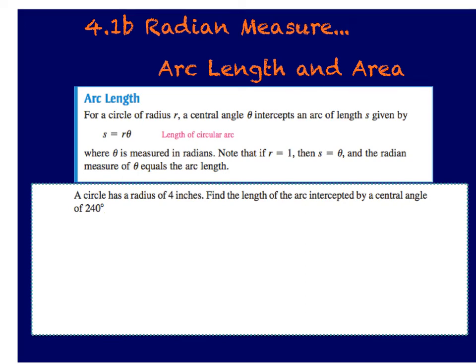Orbital 1B, radian measure, and arc length and area is what we're going to do today. Arc length. Emily's going to read for us.